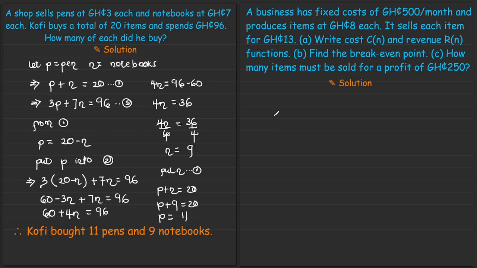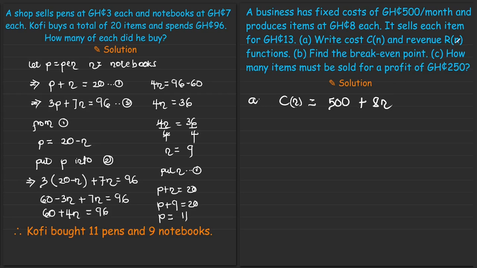So for the cost function, we are going to say the cost with respect to n is going to be what? 500 cedis, which always goes per month. So 500, plus. It also tells us that there is 8 cedis being paid per item produced. So for one item produced, it costs 8 cedis. For 2 items, it costs what? 8 times 2. Hence, for n items, it is going to cost 8n. So this is the overall cost each and every month.